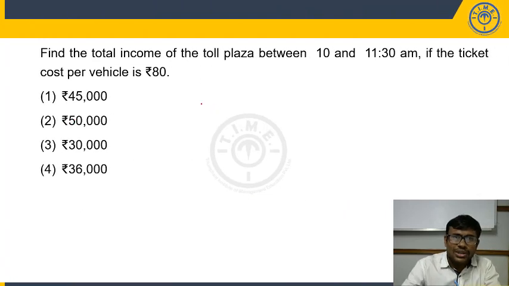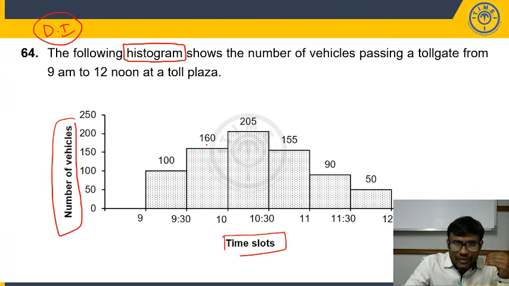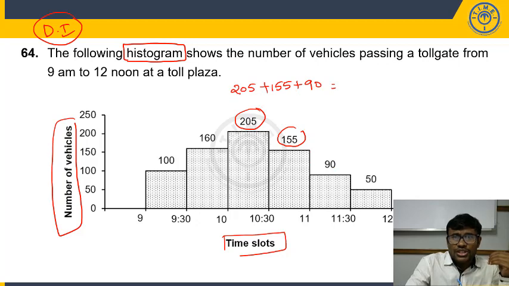Find the total income of toll plazas between 10 a.m. to 11:30 a.m. if the ticket cost is 80 rupees. First, let us check how many vehicles were there from 10 to 11:30 a.m. So 10 to 10:30 we have 205, plus 10:30 to 11 we have 155, plus 11 to 11:30 that is 90. So 205 plus 155 that is 360, 360 plus 90 that is 450. Total 450 vehicles were there.